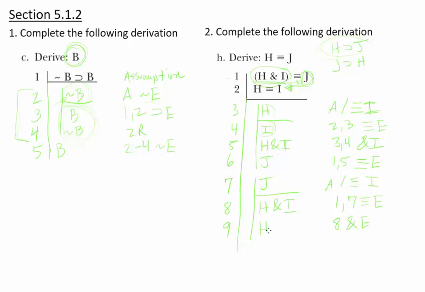We assumed J and showed H. And so now by lines 3 through 6, which was the first one, and 7 through 9, which is the second one, then we can do biconditional introduction, and assert H is equivalent to J. And we're done.